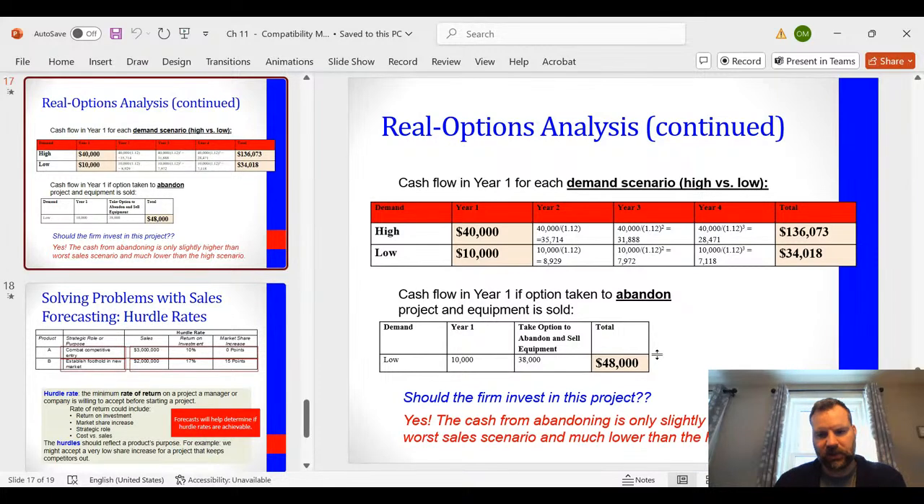So in short, you're trying to see this low end projection and compare that to the abandon option. And seeing if there's a big difference, then maybe you drop a product. But if there's not much of a difference and you have a high end projection that's much higher, then you probably want to stick with the project.